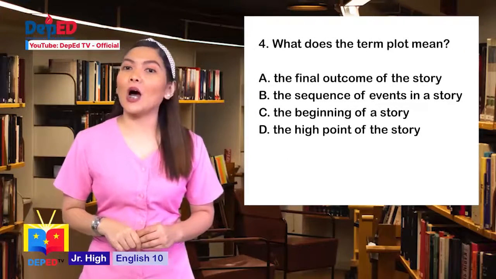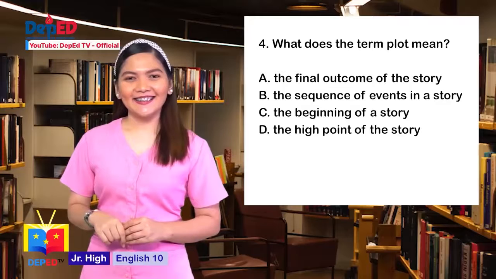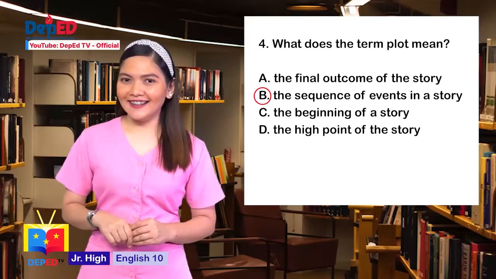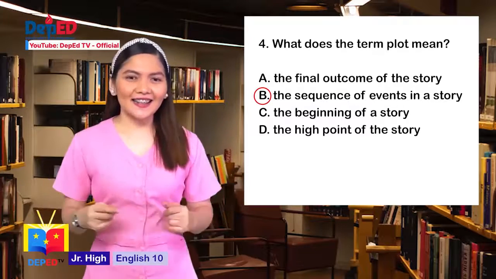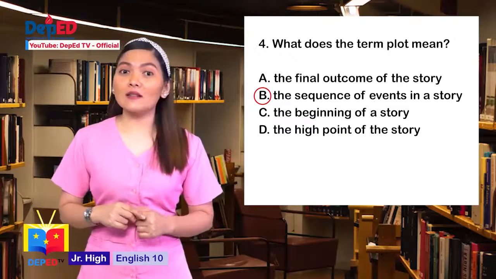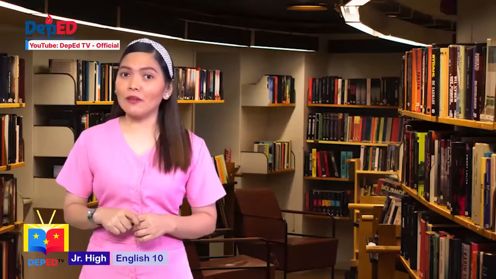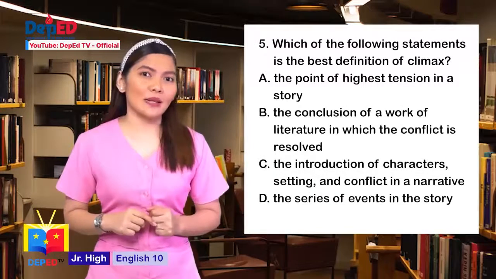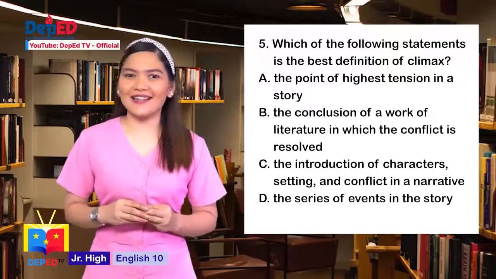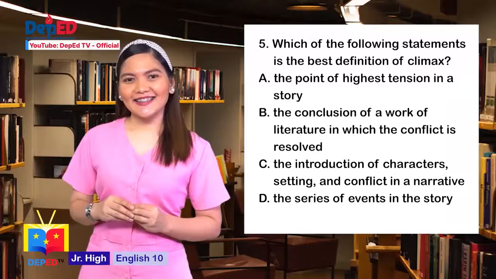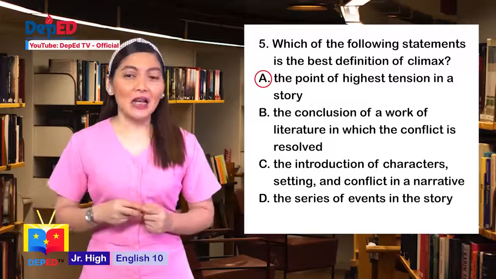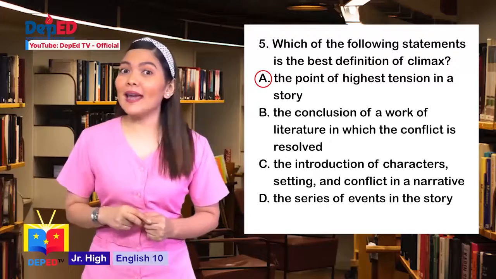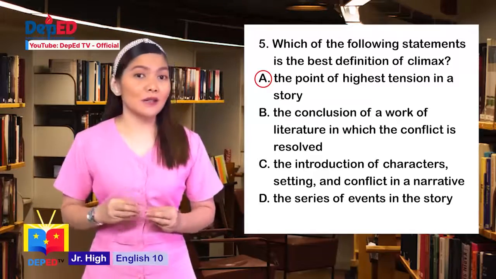Number 4. What does the term plot mean? Did you say B? Excellent! It's the sequence of events in a story. Number 5. Which of the following statements is the best definition of climax? Yes, you got it! Obviously, the answer is A, the point of highest tension in a story. Did you get a perfect 5? That's the way! High five!